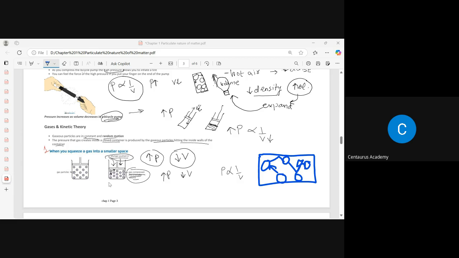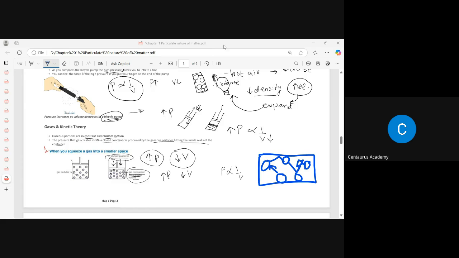I said when the temperature increases, the kinetic energy of the gaseous particles increases. Okay? When the kinetic energy of the particles increases, what is going to happen? The pressure is going to increase. The pressure is going to increase. Okay? Now you have said it correctly. Earlier you were saying the pressure is going to decrease. You were saying vice versa.